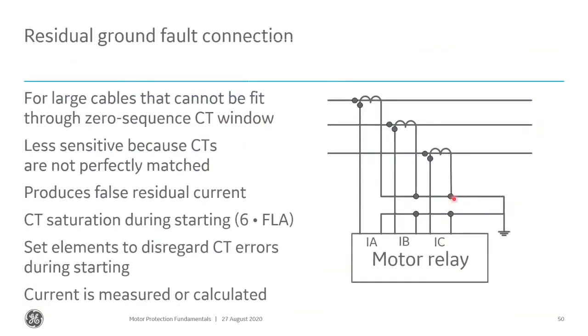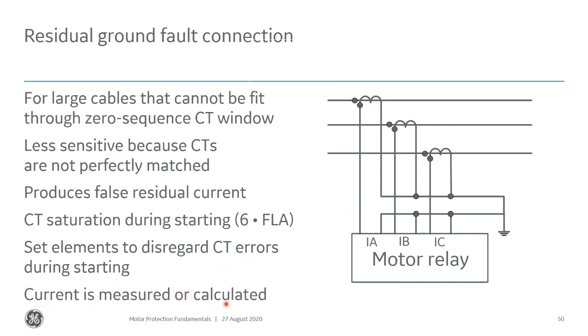And this is your residual ground fault again. It's when you can't run all your conductors through a zero sequence CT. It's less sensitive because the CTs perform differently. You can end up with a false residual current, and you might even have CT saturation during starting, which is at 6 times full load amps. So you have to set your elements to disregard CT errors and use that to trip for a ground fault.